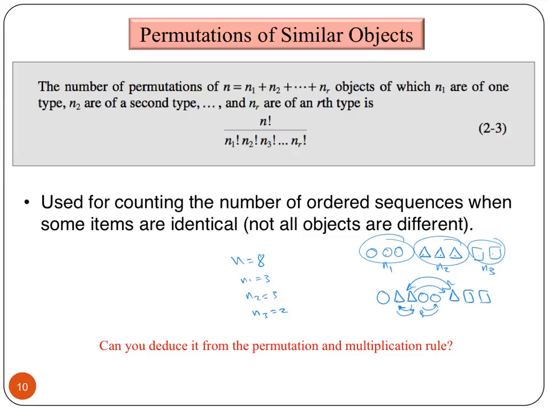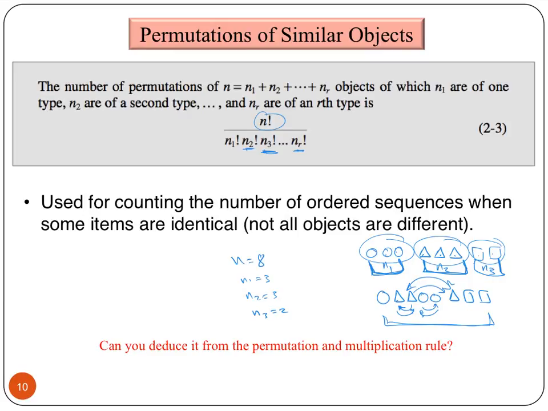Now I want to know how many possible outcomes I have in this case, and the rule of permutations of similar objects says that this is equal to the factorial of the total number of elements, n, divided by the factorial of n1, the number of similar elements in group 1, divided by the factorial of n2, the number of similar objects in group 2, divided by the factorial of n3, and so on, assuming that I have r types of similar groups.